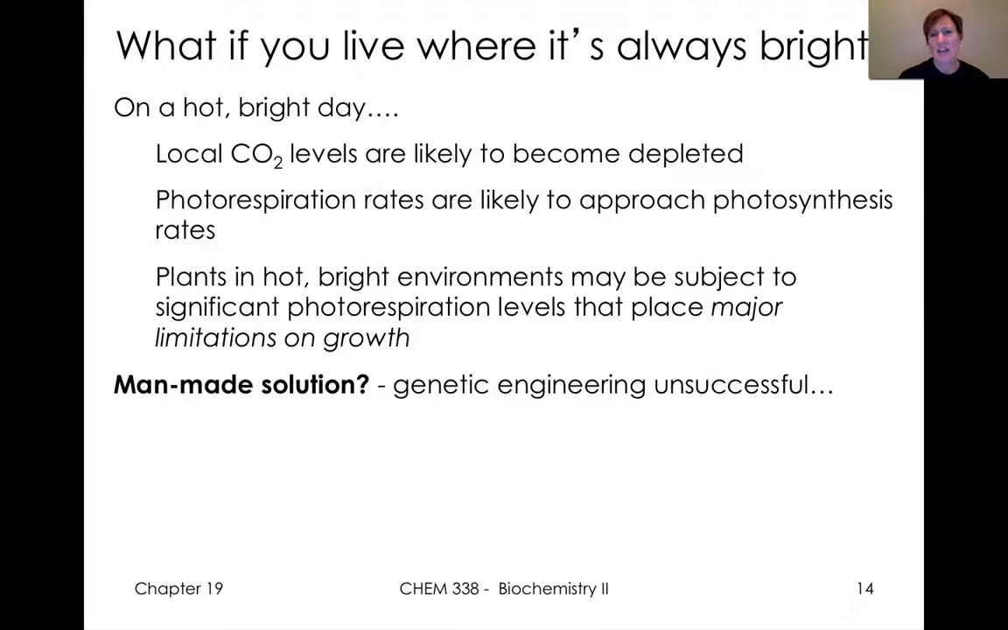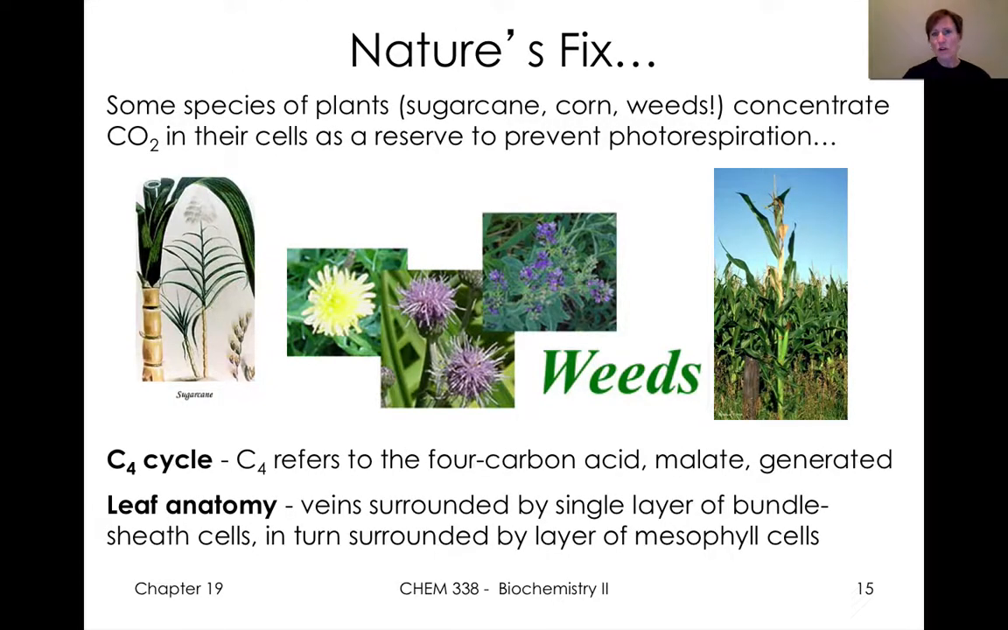So the last thing I just want to mention is, okay, if local CO2 levels become depleted, is there a way to fix this? From a man-made standpoint, there's really not. Genetic engineering really hasn't been very successful on this. And this can put a major limitation on a plant's ability to grow if you constantly have this futile cycle. But nature has a pretty cool fix, and this is the concept of regulation in space. So I'm going to introduce some concepts. We're going to talk about C3 plants, C4 plants, and then CAM plants.